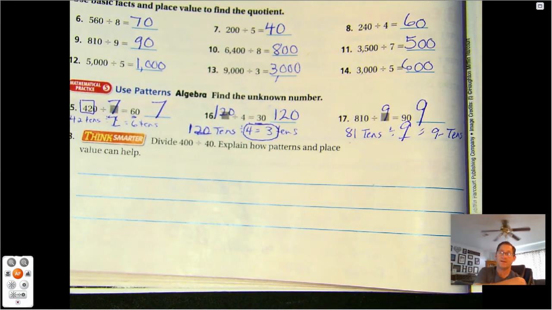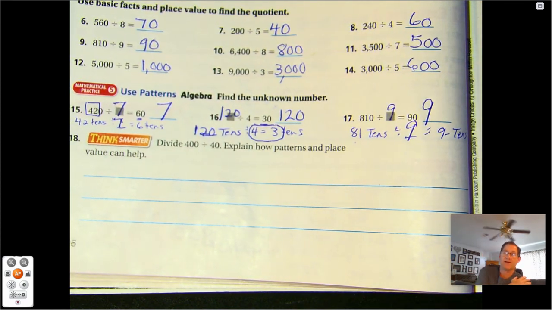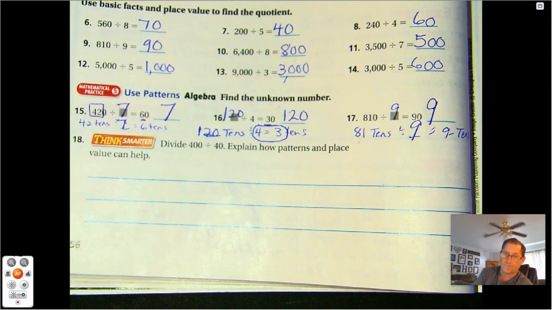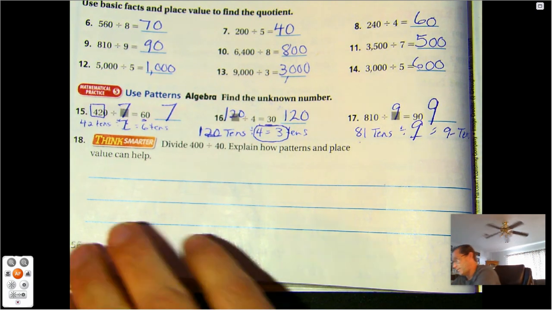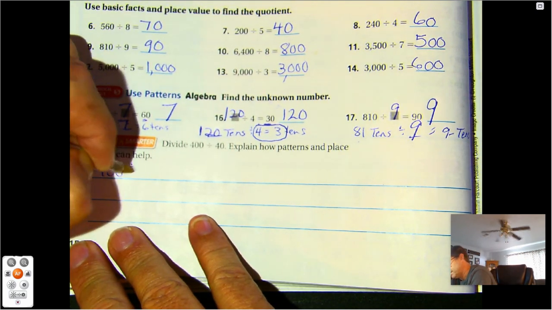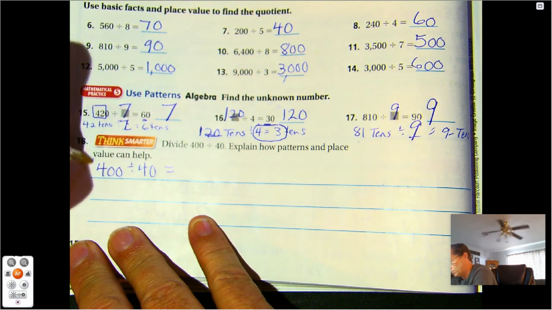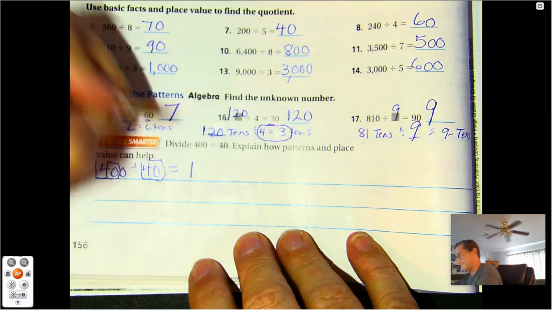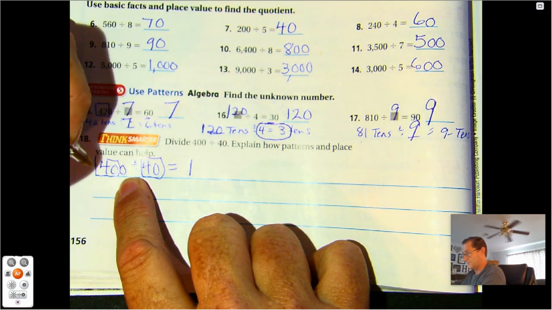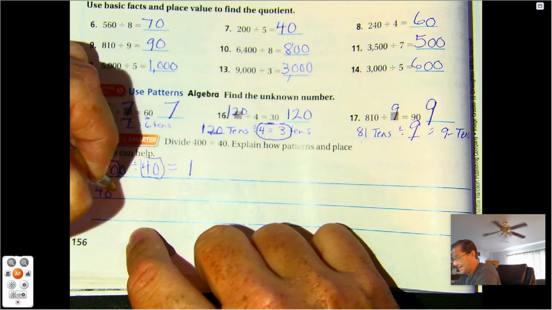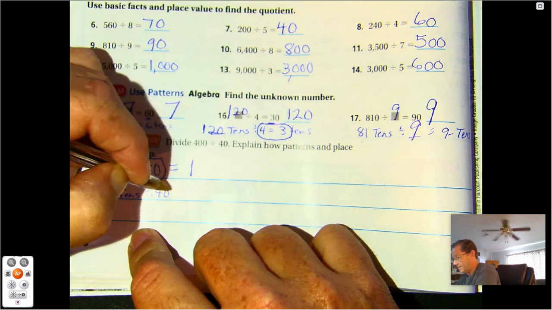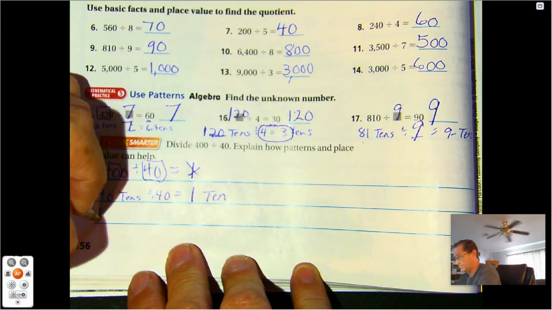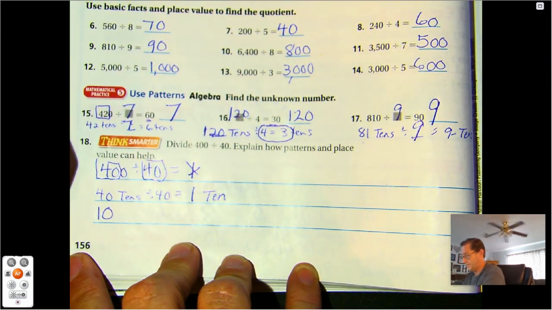Divide 400 divided by 40. Explain how patterns and place value can help. So, well, all right. So 400 divided by 40. Well, if I did 40 divided by 40, that's 1. So we'd have 40 tens divided by 40 would give me 1 ten. So my answer is 10. 400 divided by 40 equals 10.